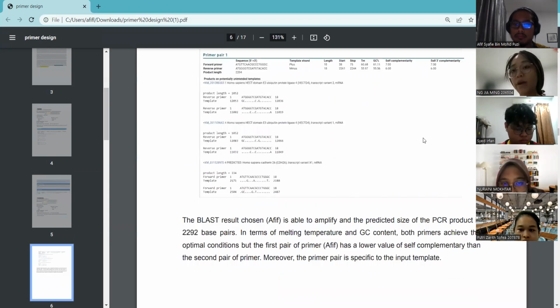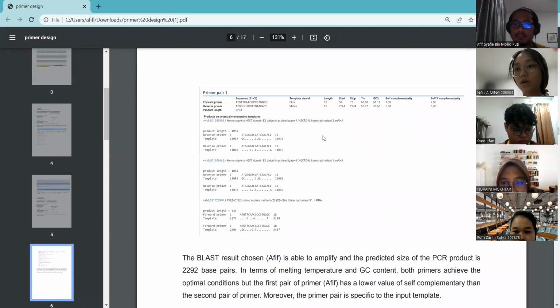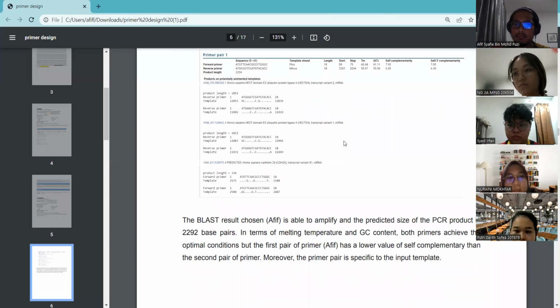So after comparing these two primers, we chose the yellow one because, based on the result of Primer-BLAST, the product of the primer was also found to belong to the Taxus species that we want. So next, I will pass to the next group.